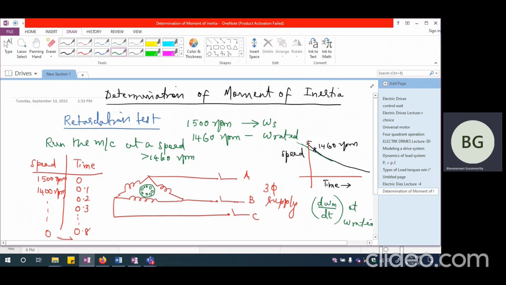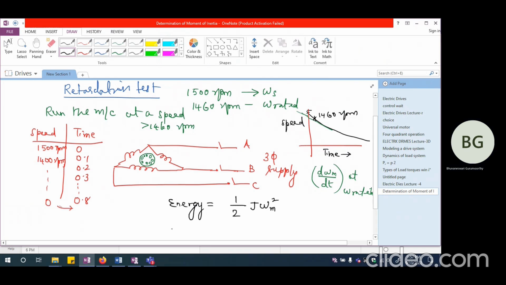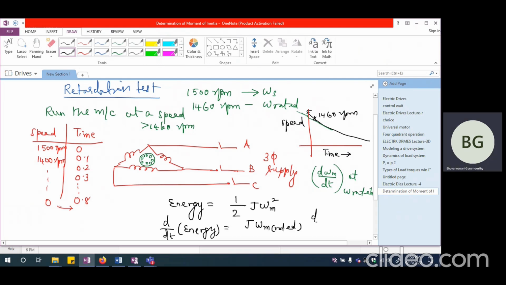Once I have this d omega m by dt, I can say that the energy stored in this rotational system is half J omega m square. Now, if I take d by dt of this energy at a particular omega, which is omega rated, I should be able to write this as J omega m rated multiplied by d omega m by dt, which is again at omega rated.